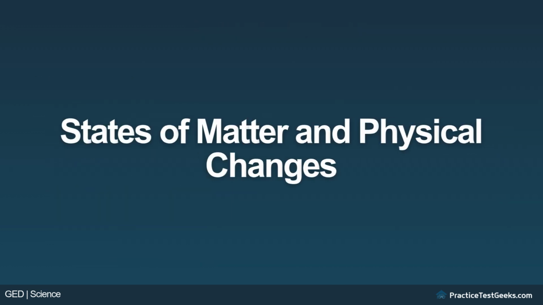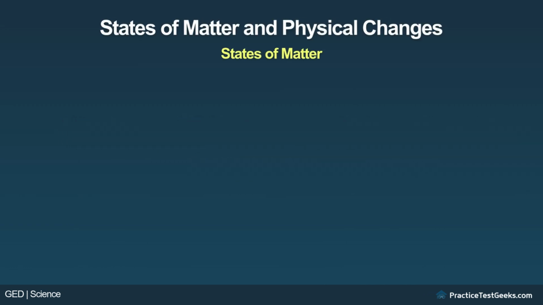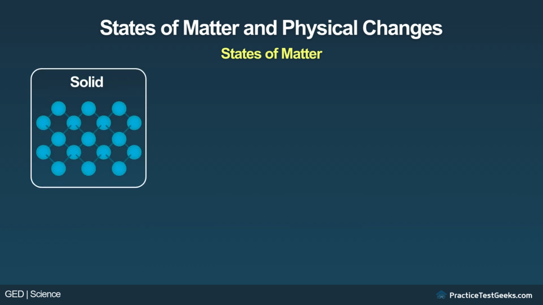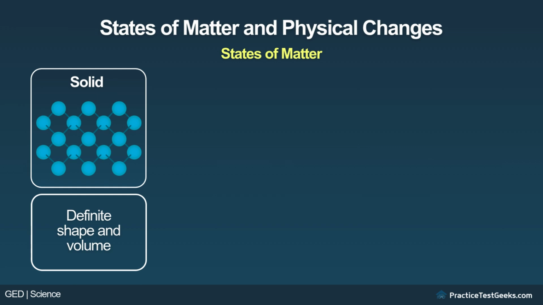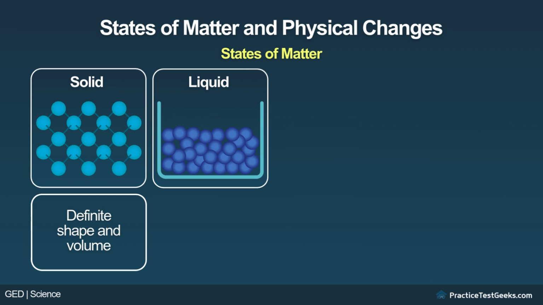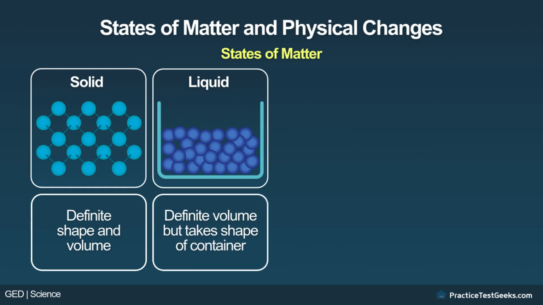Now that you understand the structure of matter, let's move on to how matter behaves in different forms and how it changes. Matter exists in different states depending on temperature and energy. The most common states are the following. Solid. This state has a definite shape and volume. An example is a block of ice. Liquid. This has a definite volume, but it takes the shape of its container. Water is a good example.